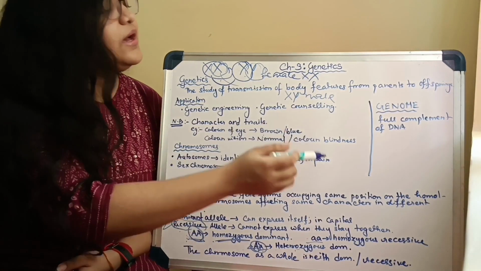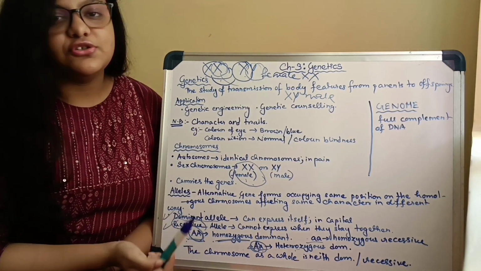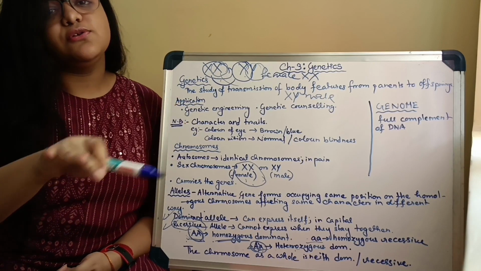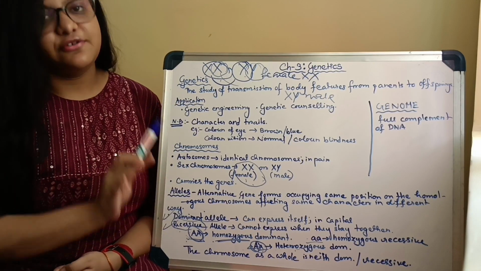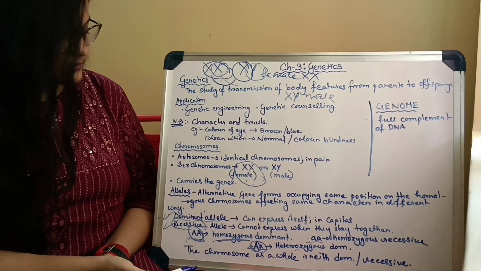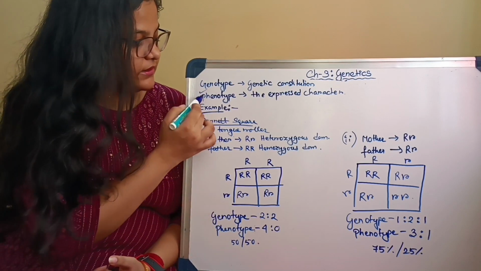Okay. Now, here you can see a term called genome. Now, what is a genome? Genome is nothing but the full complement of DNA. It means it includes all the genetic and intergenetic regions. Okay. Please remember this one. It is very important. Now, we need to know about two things, which are the genotype and the phenotype.